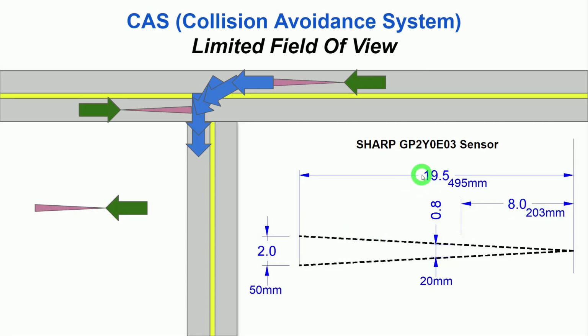And I picked two distances. Say the zoomie is here, moving away. At 8 inches, our beam width, our field of view, is only 0.8 inches, about 20 millimeters. At 19.5 inches, which is almost 500 millimeters, our beam width is 2 inches, or about 50 millimeters.